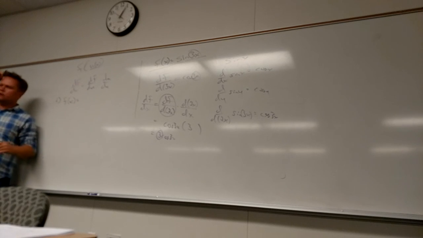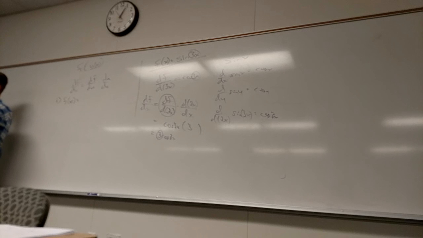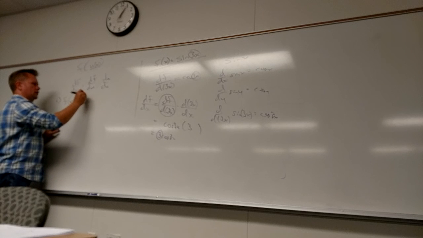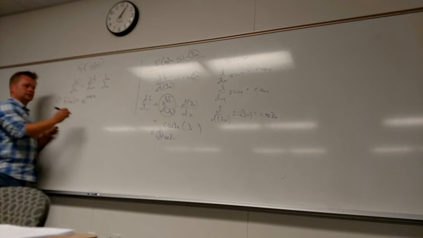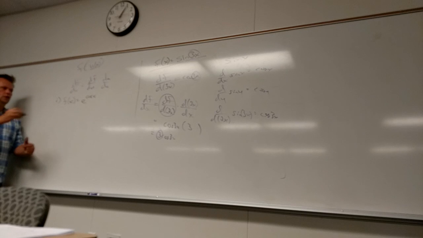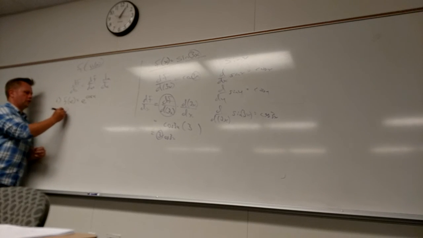There was one rule I left off that we know. What's the nicest rule we know so far? What's the derivative of e to the x? E to the x. Yeah. So let's do this. What if it was e to the cosine x? It's kind of a nifty function if you graph it. What would f prime of x be?